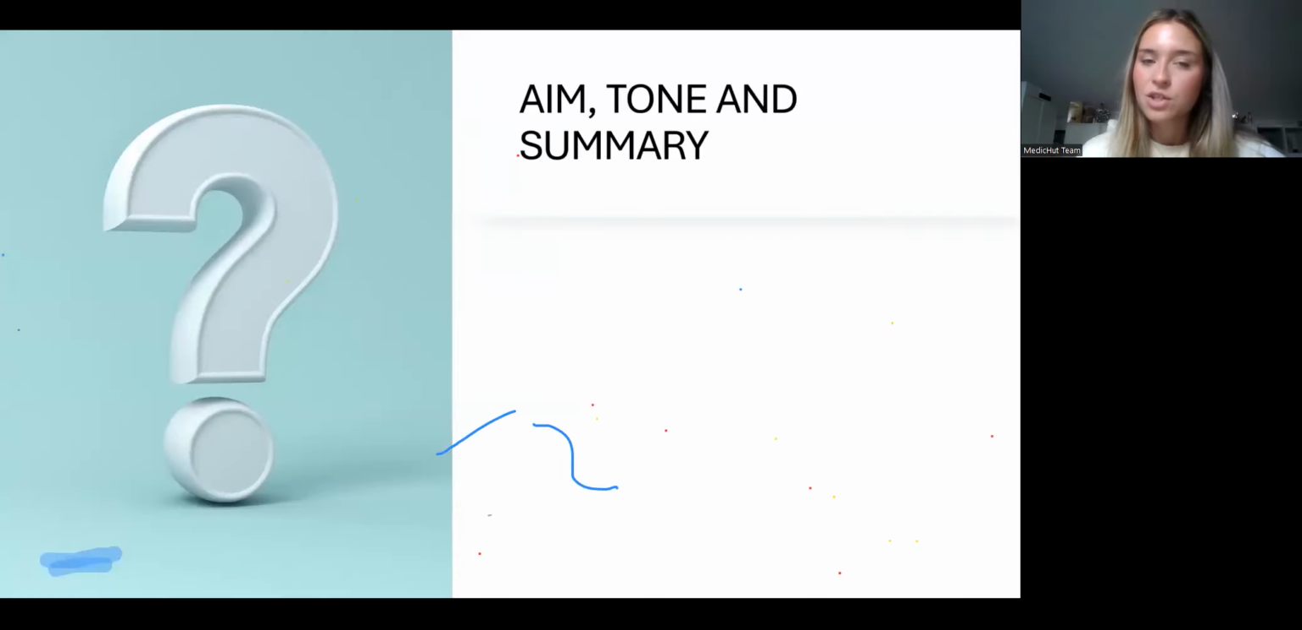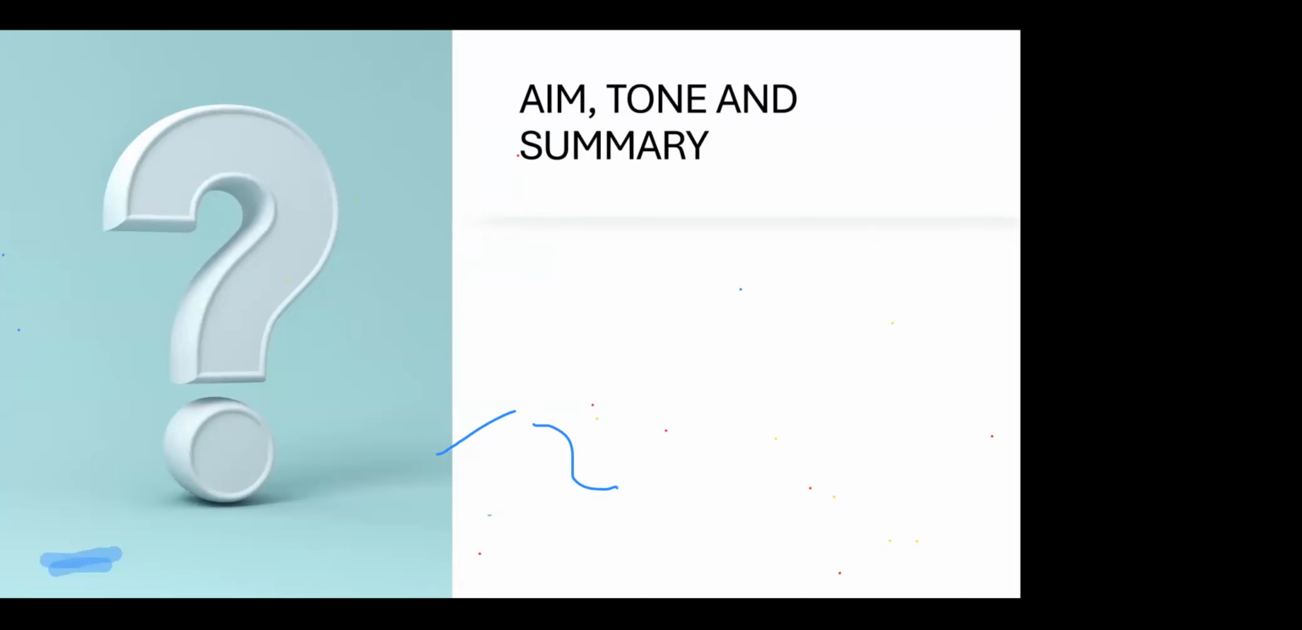And then briefly, just to touch on some aim, tone, and summary questions. So I spoke about this a little bit towards the beginning, but within your statement-based questions, you can get questions which ask you about the tone, aim, or summary of a text, and we'll go through what these mean. So essentially, they require you to have an understanding of the whole text because they're usually asking about the purpose of the piece of text that you're reading. They're only found within statement-based questions. You can't get an aim, tone, or summary question within your true, false, can't tell section.